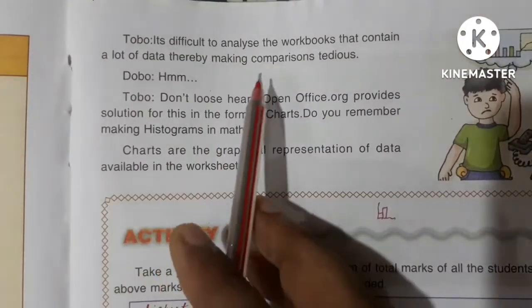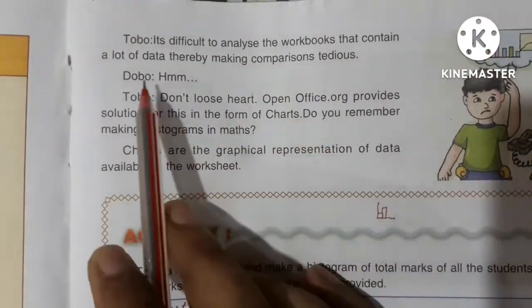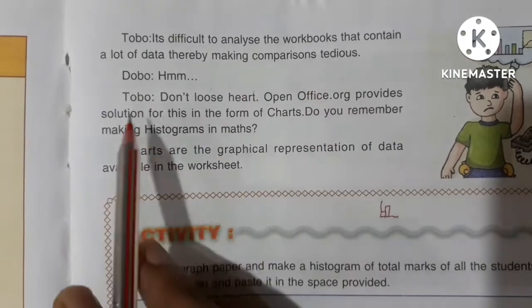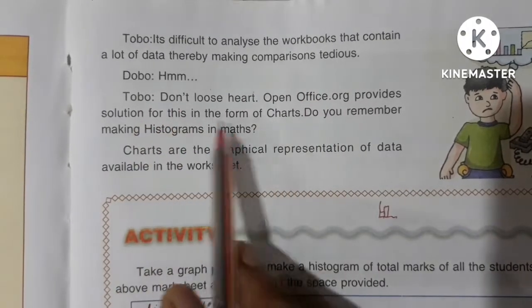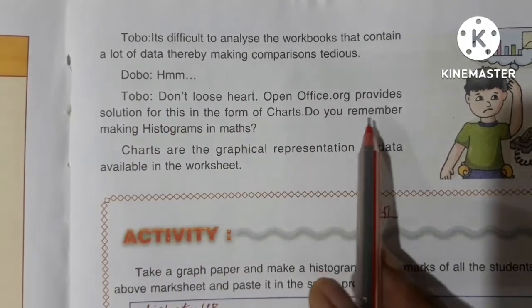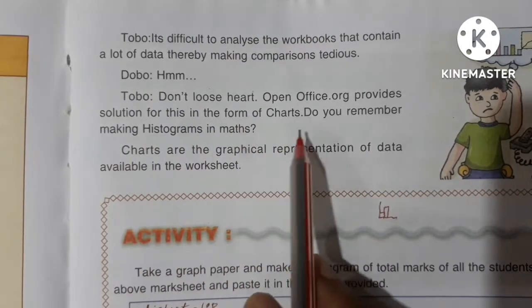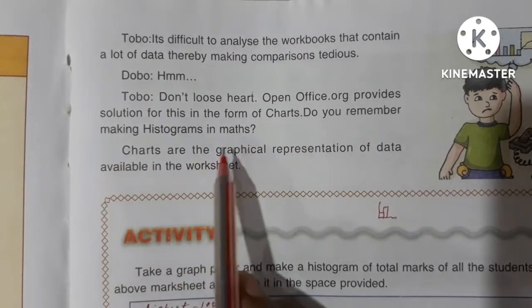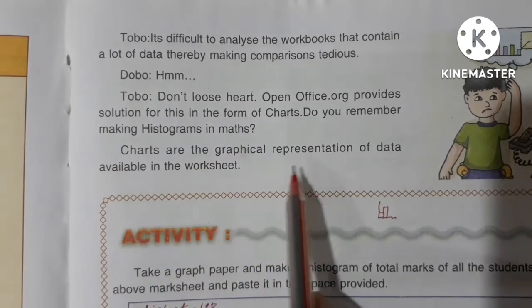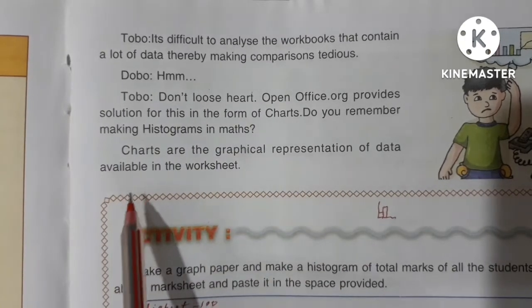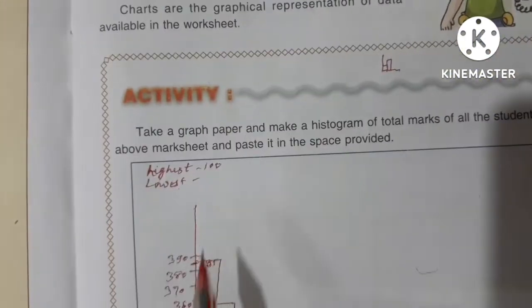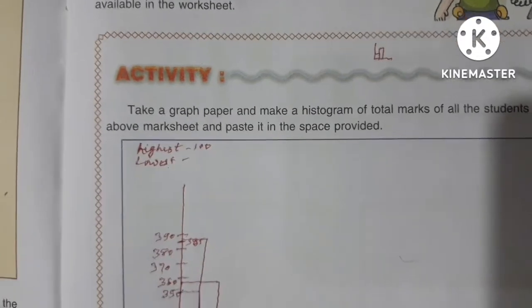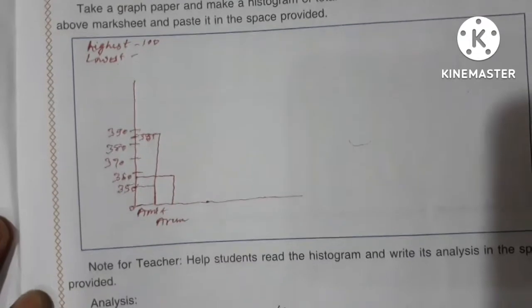It's difficult to analyze workbooks that contain a lot of data, thereby making comparisons tedious. Don't lose heart. OpenOffice provides a solution for this in the form of charts. Do you remember making histograms in maths? Charts are the graphical representation of data available in the worksheet. And I hope up to this time you know about histograms in mathematics. Same thing you have to do here.